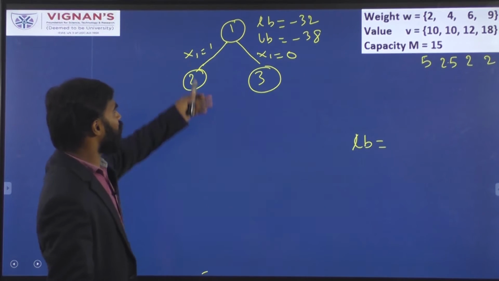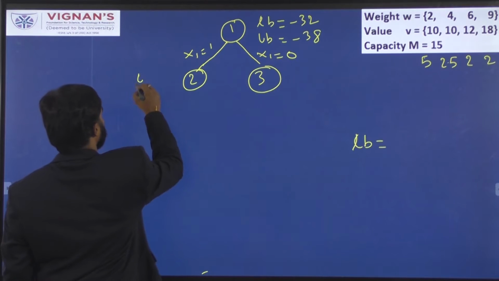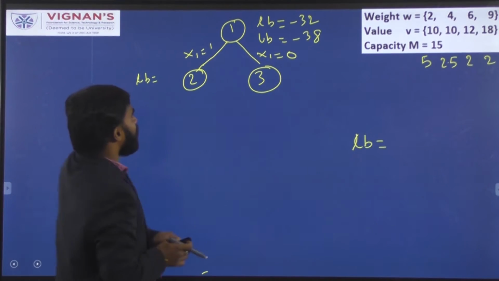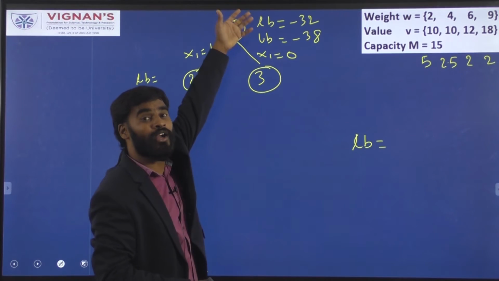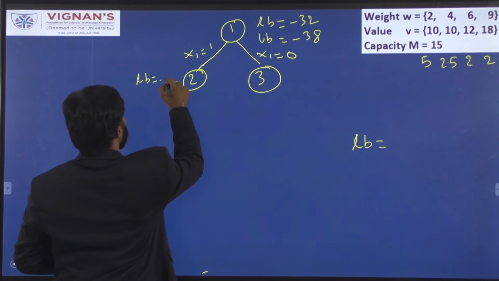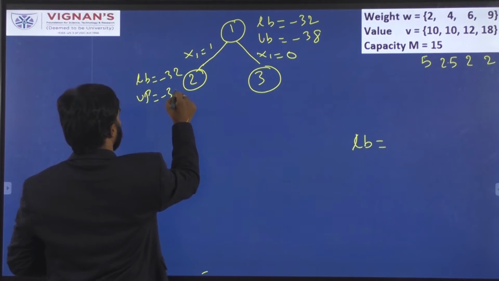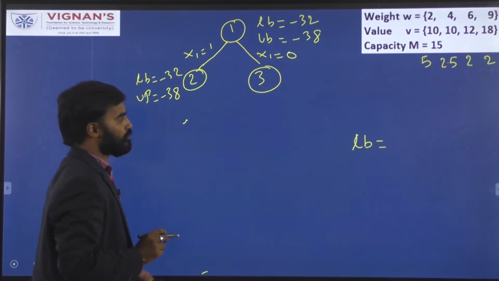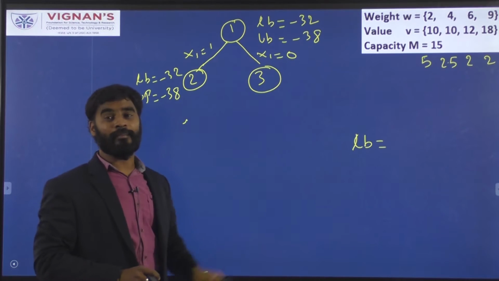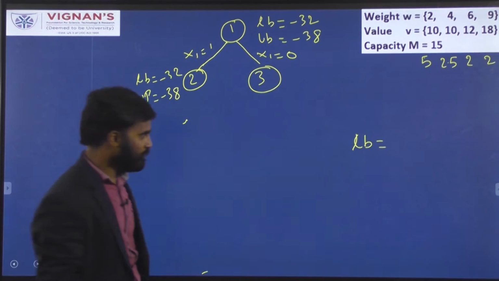So if you include item 1, you will get the same lower bound, upper bound. Because in these calculations we already included items 1, 2 and 3, the lower bound is minus 32 and the upper bound is minus 38. What is the lower bound and upper bound if we don't consider item 1?